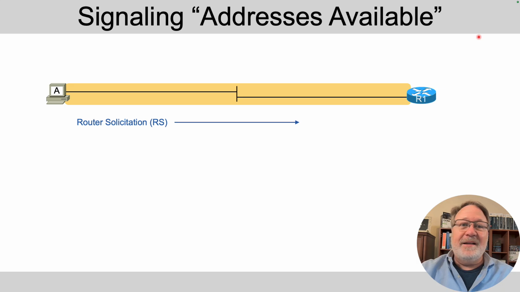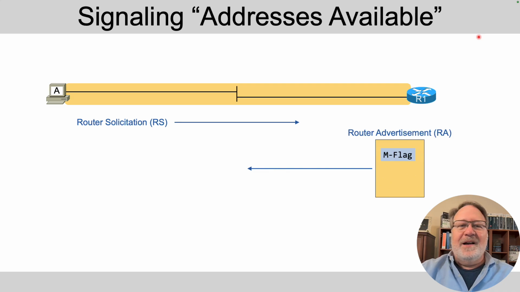So A says, I need to answer those questions. Which of these processes should I use? Let me send out the usual RS. I find my router. I get a router advertisement. I learn all those other things we talked about. But there's also a couple of flags or bits that denote some things like, how should I act as a client? How should I learn my routable address? How should I do those other things?